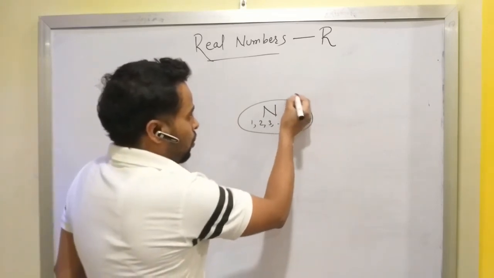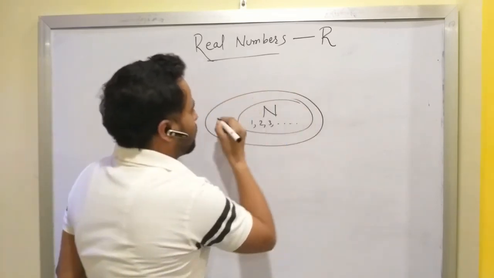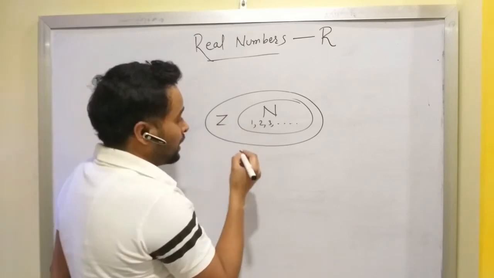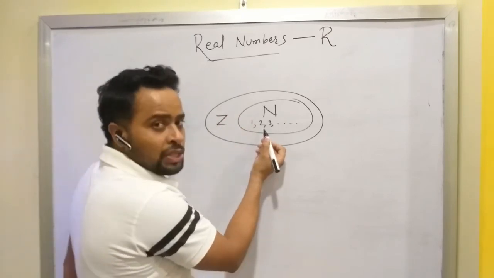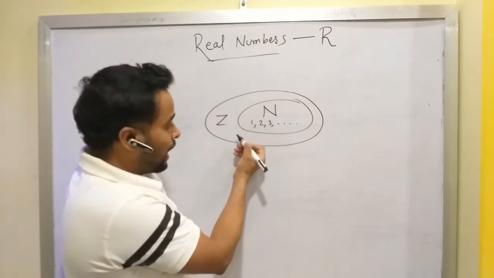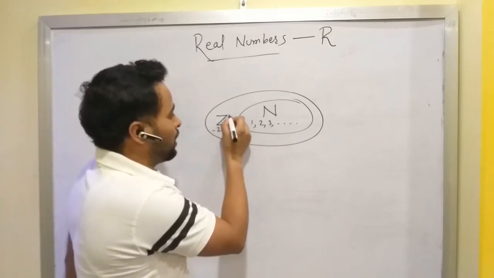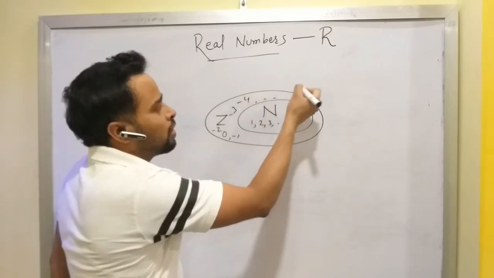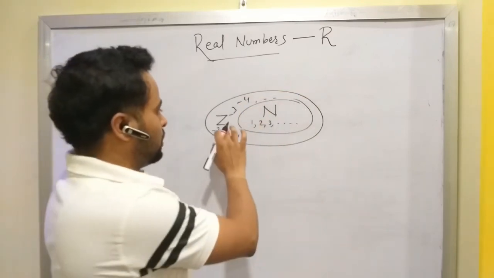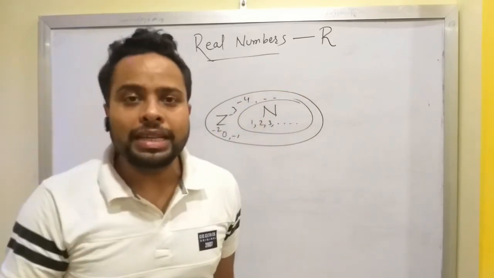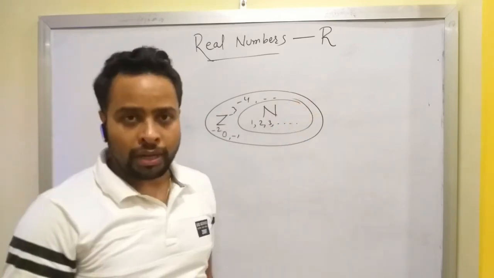Then all the integers are also real numbers. Z is integers. So it is natural numbers which are positive, and 0 and -1 and -2 and -3 and -4 and so on up to infinity. So Z denotes integers. Integers are also real numbers.